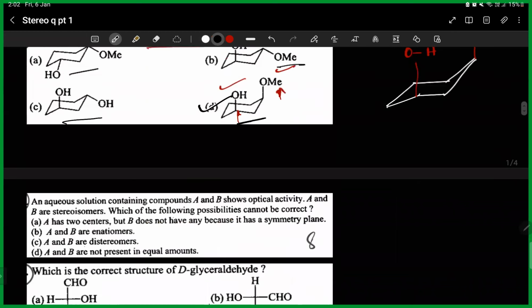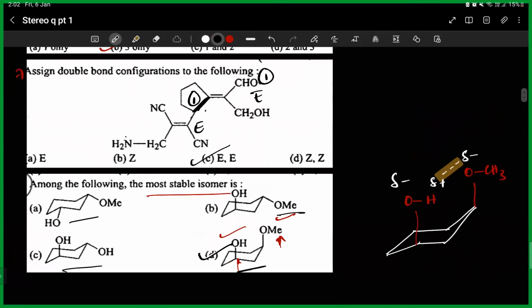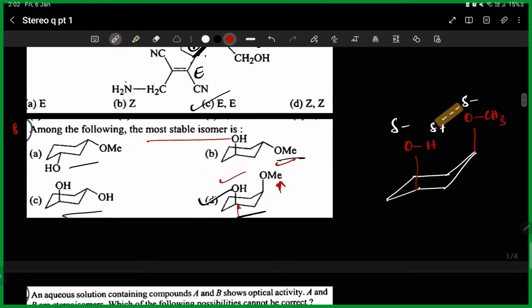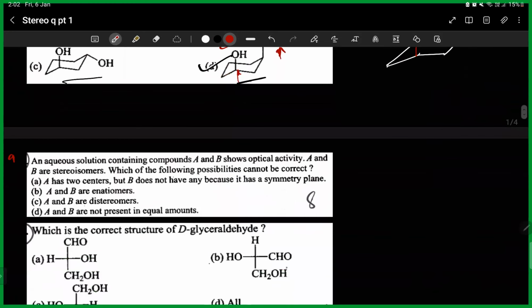Now, let's see which question would be eighth. So this is the ninth question. An aqueous solution containing A and B shows optical activity. So A should be optically active and B should also be optically active. A and B are stereoisomers. Yes, that's what we meant. Which of the following possibilities cannot be correct? So they are asking for the incorrect statement.